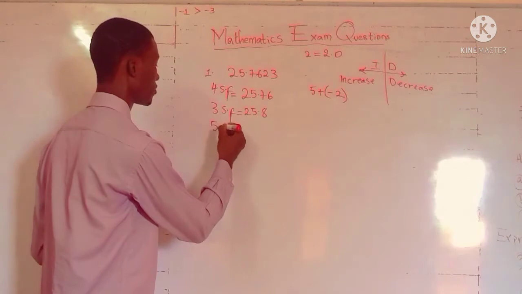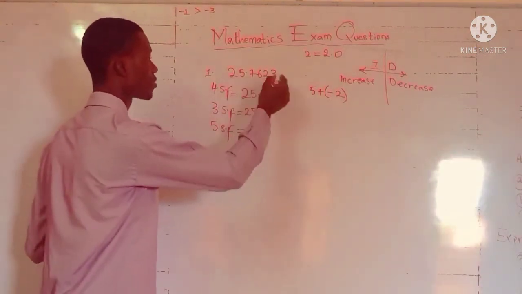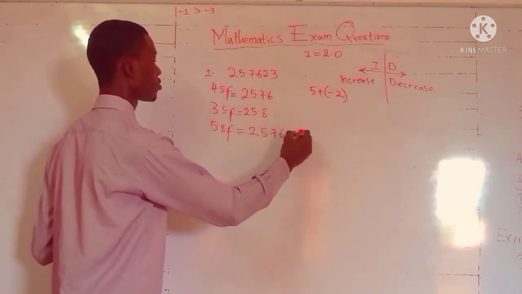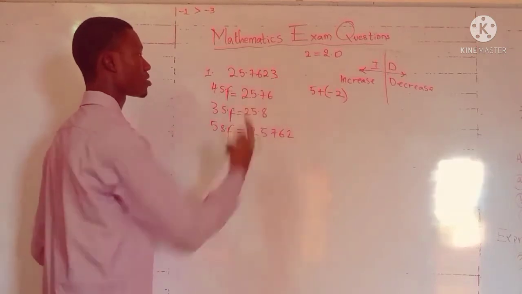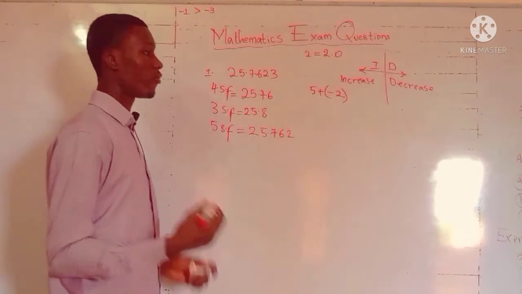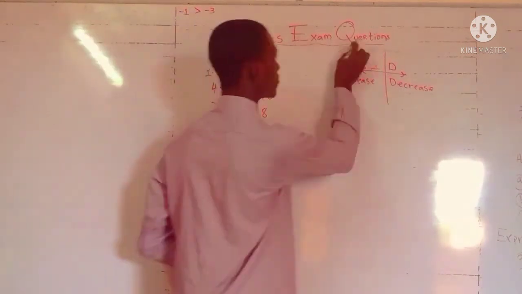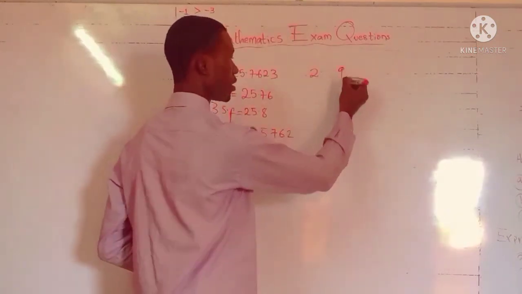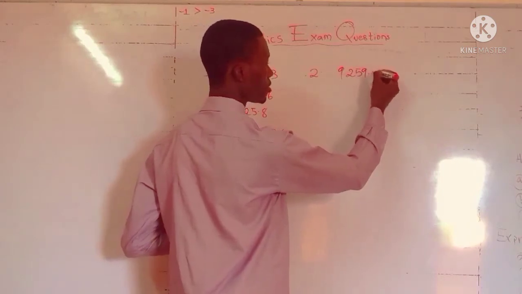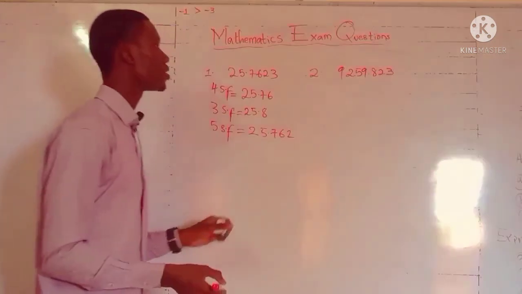We're instructed 5 significant figures. So since it's 5 significant figures, we'll count 5 digits. 25.762. Now the next number after 2 is 3, and 3 is not up to 5, so that is it for the first question. Now the second question is 925.823. So how do we go about this question?